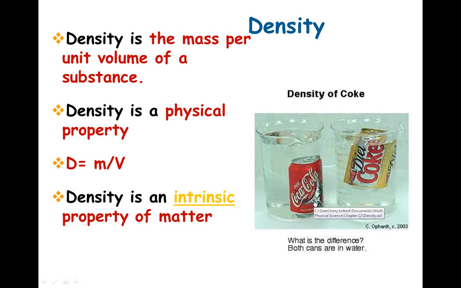Density is the mass per unit volume of a substance, as you saw in the previous slide. Density is also a physical property. You can record that as being mass over volume. Density is an intrinsic property of matter. What does that mean? That means this is a characteristic that it's going to have no matter what. It is one of the things that we use to define it as being exactly what it is.